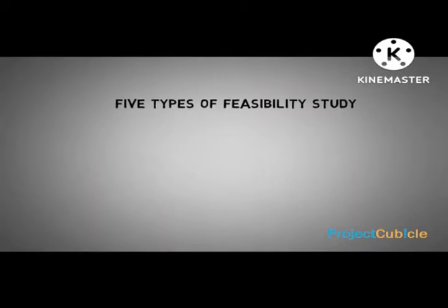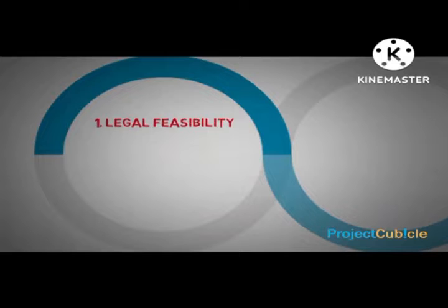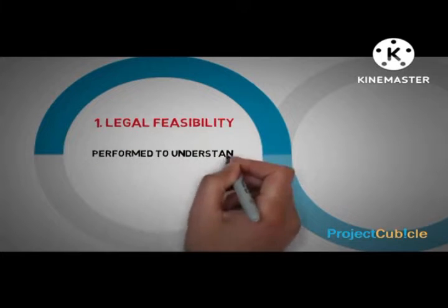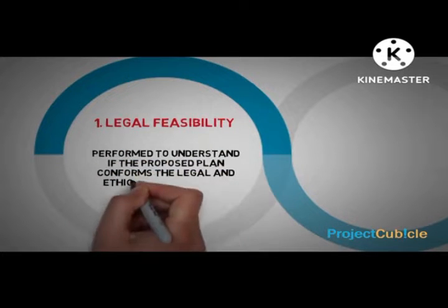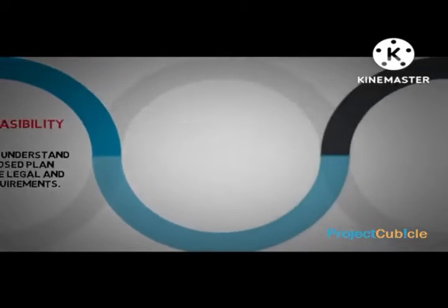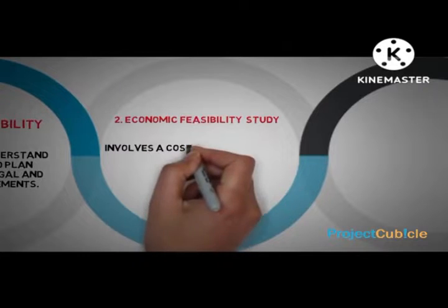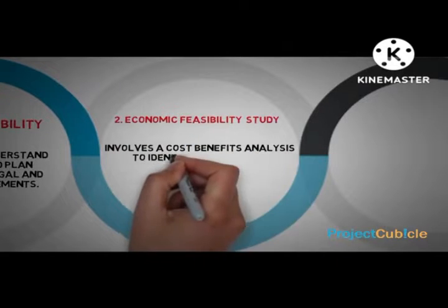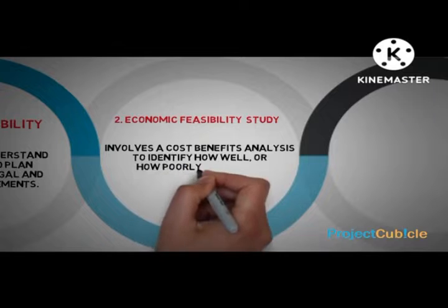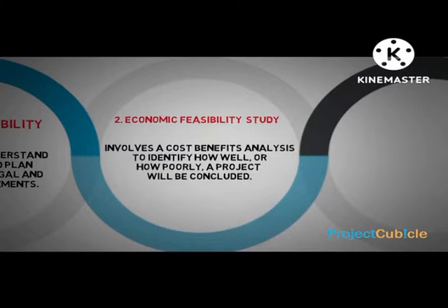Five types of feasibility study. 1. Legal feasibility. Performed to understand if the proposed plan conforms to the legal and ethical requirements. 2. Economic feasibility study. Involves a cost-benefit analysis to identify how well, or how poorly, a project will be concluded.